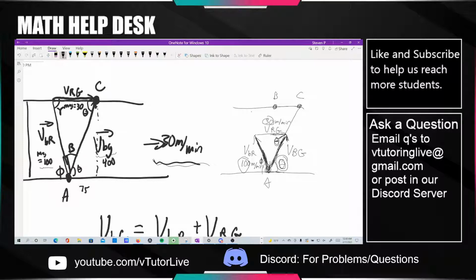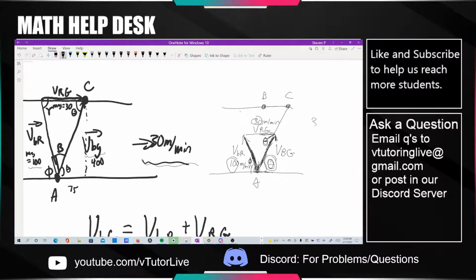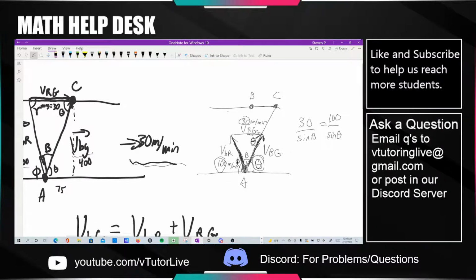So from the law of sines, we know that 30 over, let's call this angle beta, 30 over sine beta is equal to 100 over sine of theta. Right? I'm pretty sure that's just the law of sines. Sound good so far? Yeah.